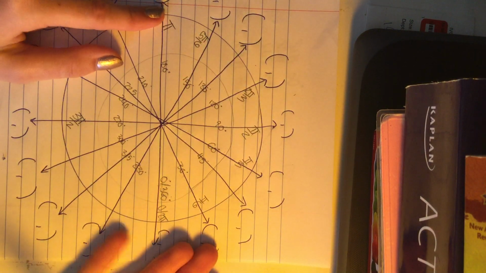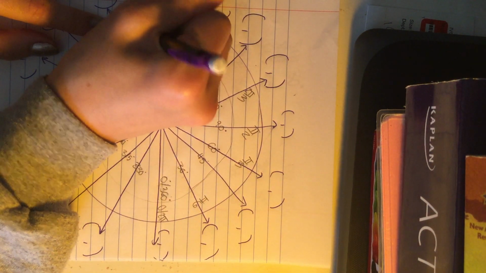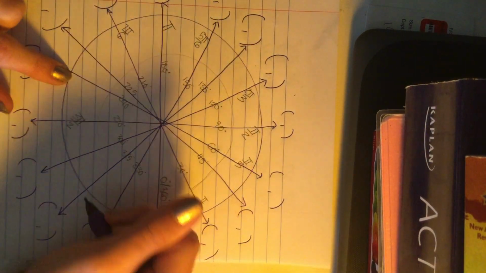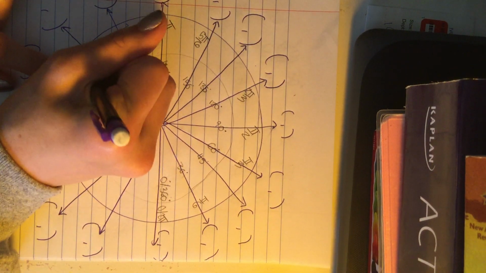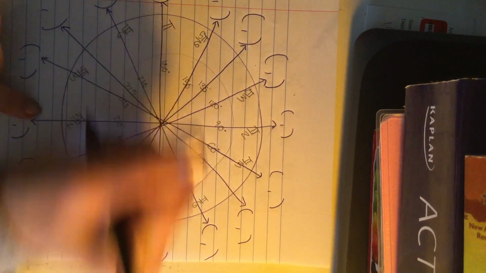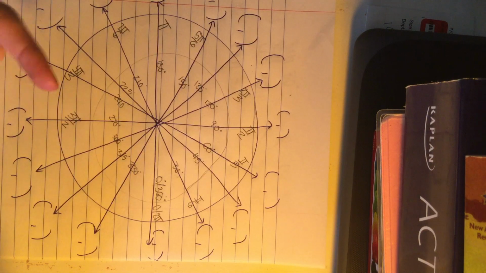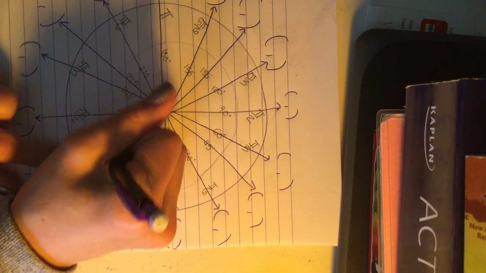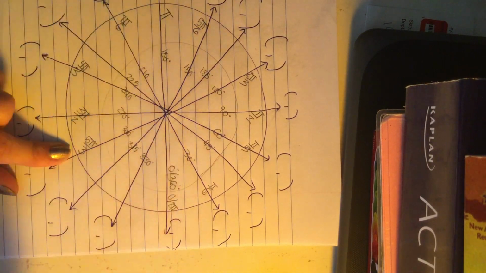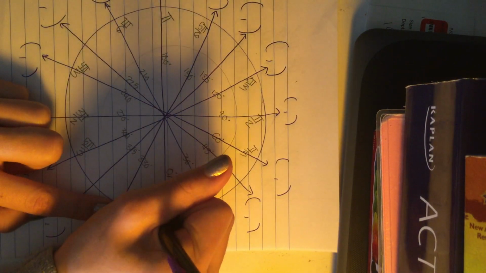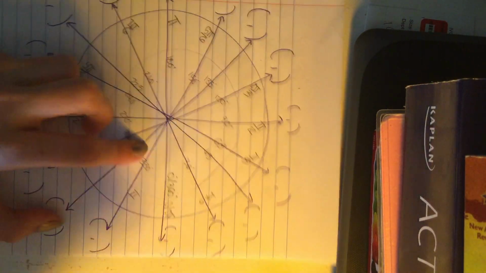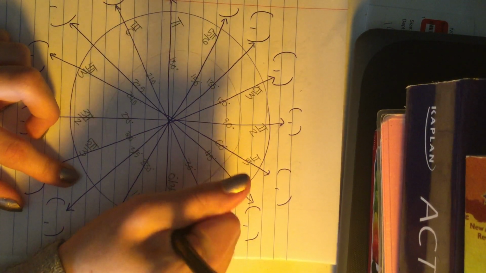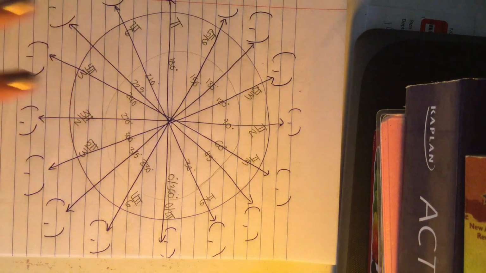6 pi over 6 is pi. 7 pi over 6. 8 pi over 6 simplifies to 4 pi over 3. 9 pi over 6, which simplifies to 3 pi over 2. 10 pi over 6 simplifies to 5 pi over 3. And then 11 pi over 6, which is just 11 pi over 6. So those are your 30 degree radians.